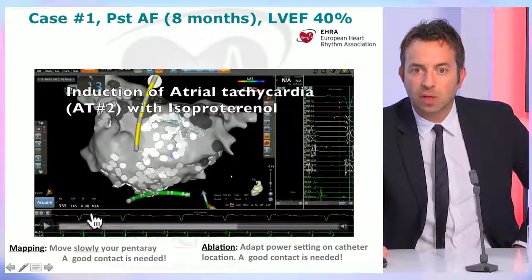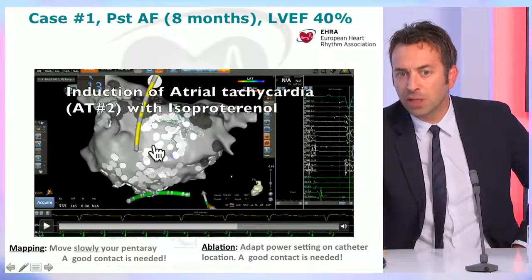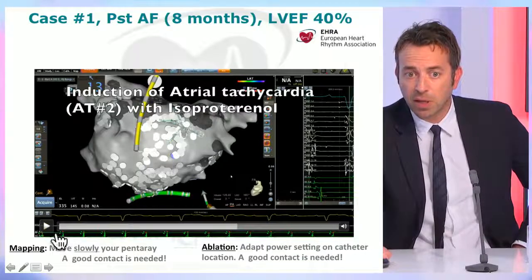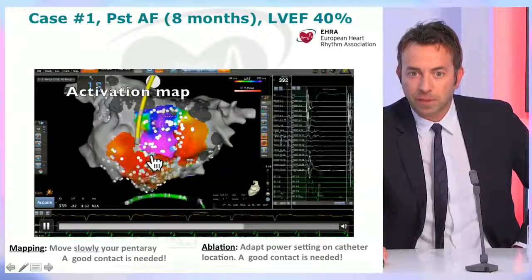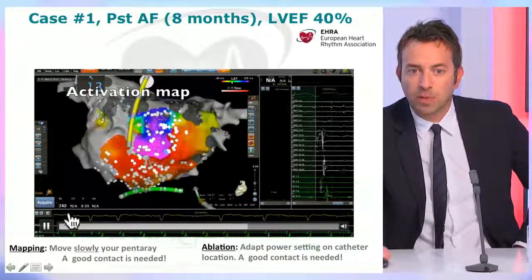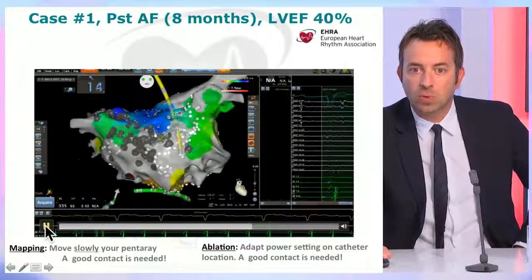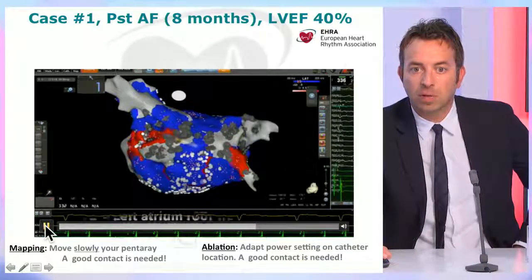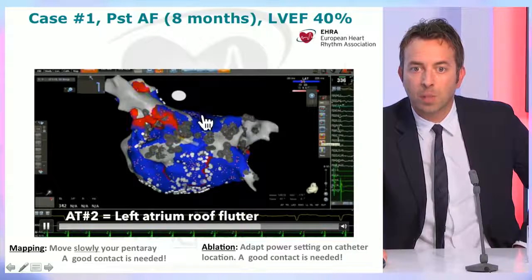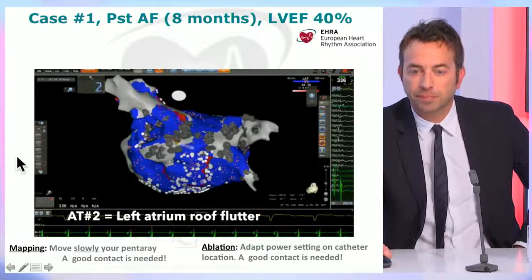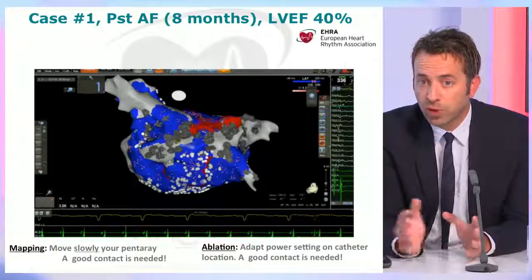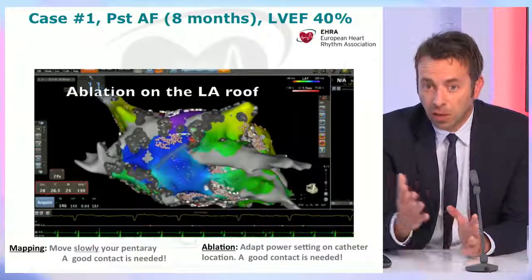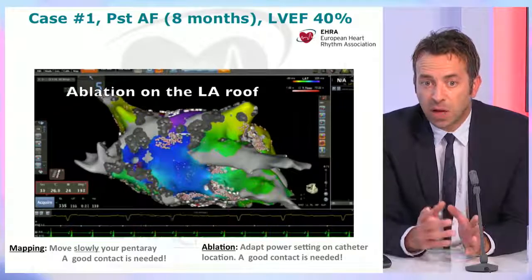Then we induced a new tachycardia that we mapped with our PentaRay. So I will show you the activation map right now. This tachycardia corresponded to a roof-dependent left atrial flutter, as shown on this propagation map. And so, of course, we decided to create a line on the roof to terminate this tachycardia, which appears just now.